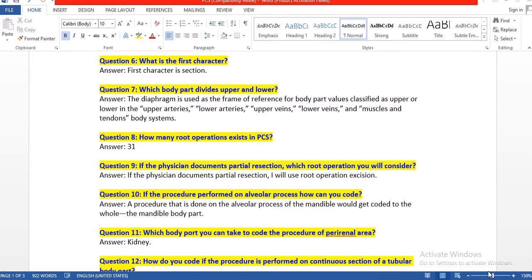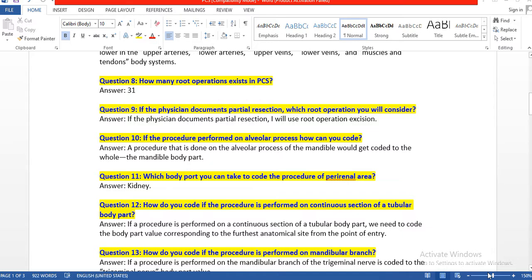Question 6. What is the first character? Answer. First character is the section in an ICD-10 PCS code. Question 7. Which body part divides upper and lower? Answer. The diaphragm is used as the frame of reference for body part values classified as upper or lower in the upper arteries, lower arteries, upper veins, lower veins, and muscles and tendons body systems. So basically it is the partition between the upper and lower parts, which is the diaphragm.